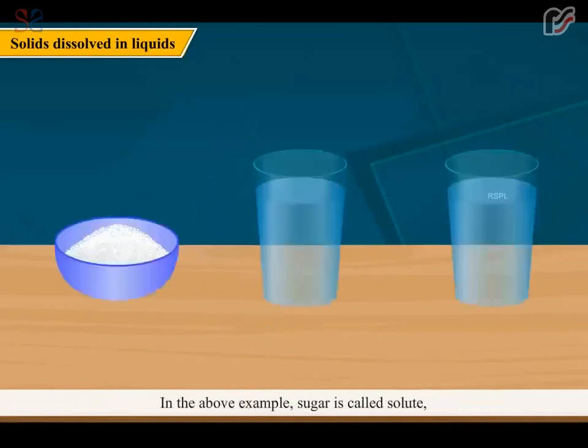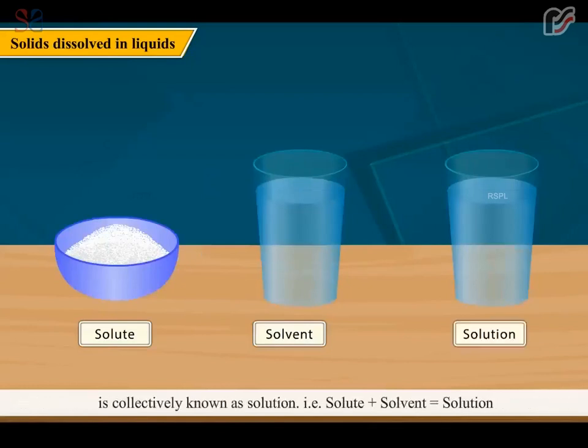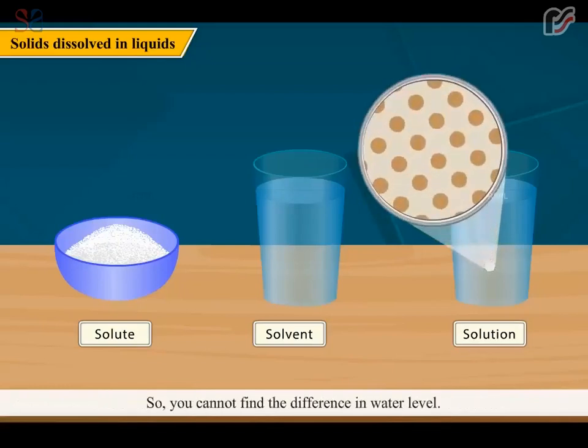In the above example, sugar is called solute. Water in which the solute dissolves is called solvent, and the water with sugar dissolved in it is collectively known as solution. That is, solute plus solvent is equal to solution. This sugar occupies the space present between the water molecules, so you cannot find the difference in water level.